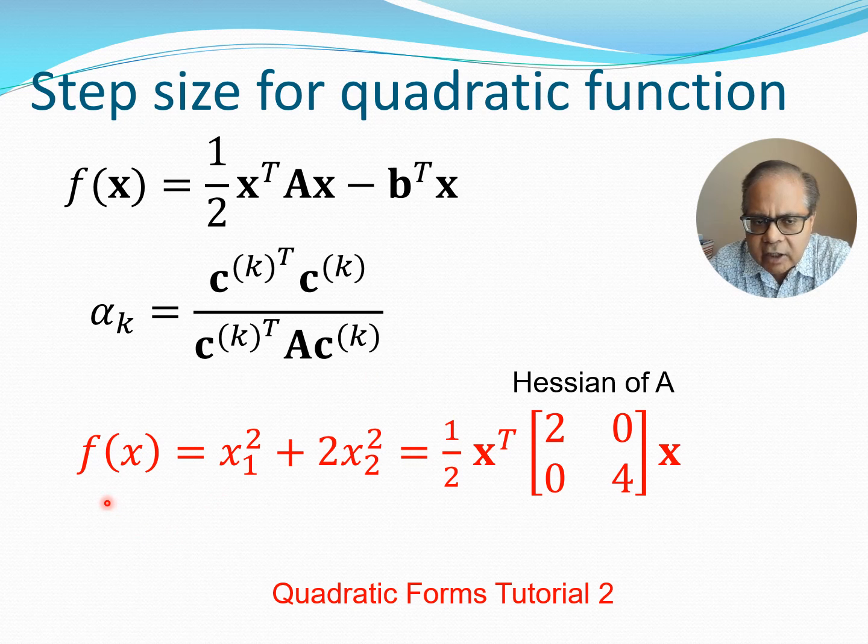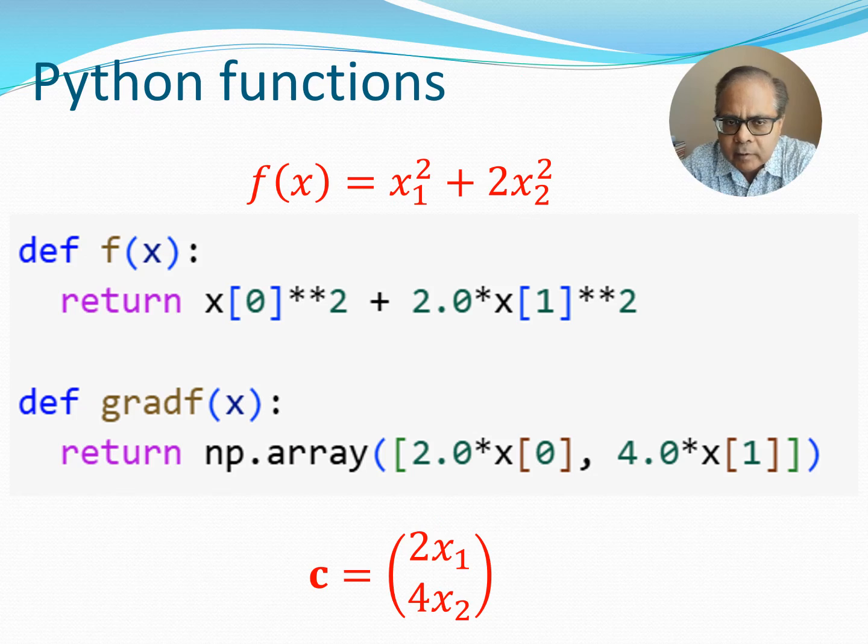Now I can write f of x as x1 square plus 2x2 square, which is going to be half x transpose into this matrix, the A matrix, into x here. And you also know that for a quadratic function, in quadratic form, this A matrix is nothing but the Hessian matrix corresponding to it. So that's something which we are going to use in this particular tutorial. Now if you are not familiar with quadratic forms, take a look at tutorial 2 for a revision of that particular subject. Let's now quickly write the Python functions.